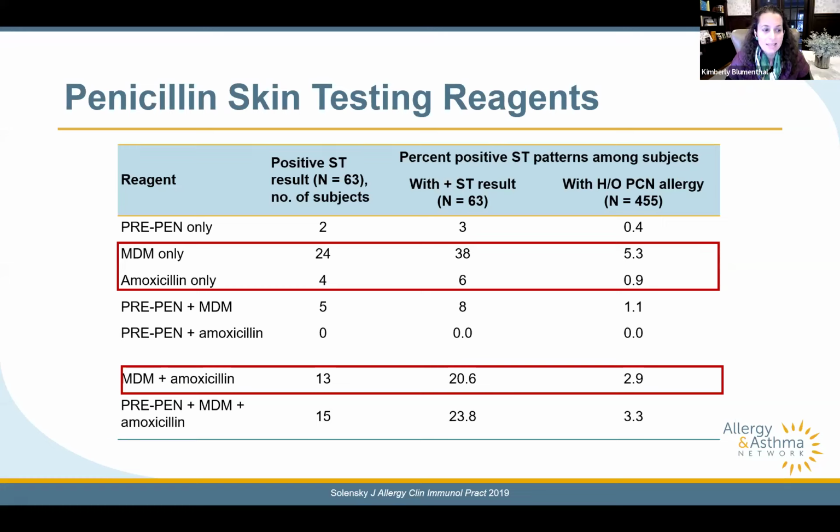These people are positive to both MDM and amoxicillin, 13% of the positive subjects, 21% with a positive skin test result, and 3% of the allergy. So this was a study that really showed that when we're going to skin test, we should try to skin test with as many reagents as we can get our hands on, and the importance potentially of either making minor determinant mixture or skin testing with an aminopenicillin, ampicillin.